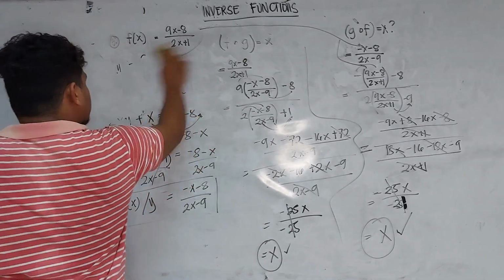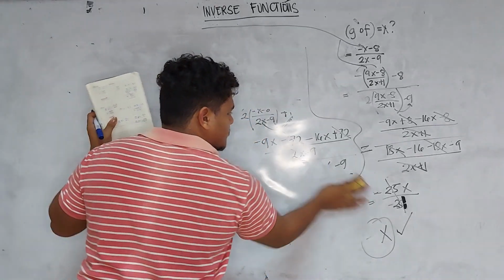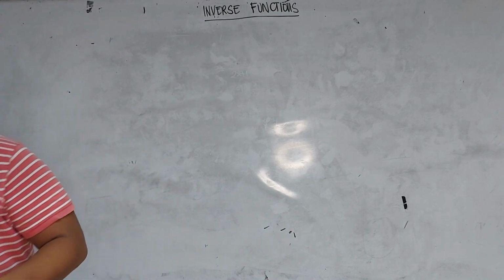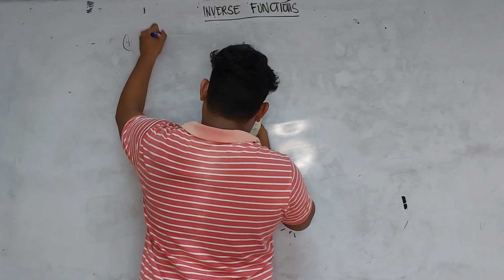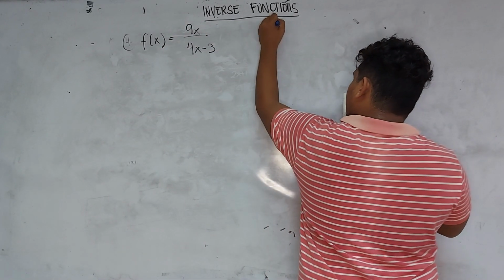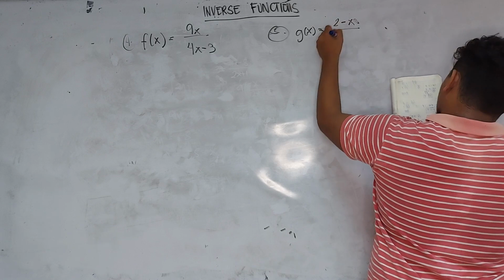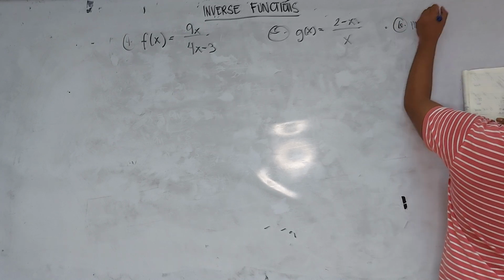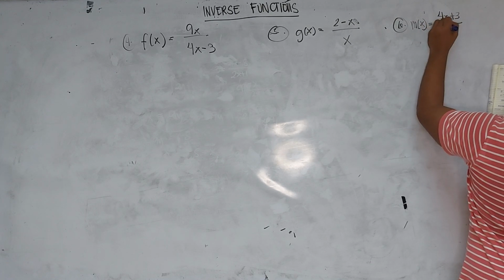Okay, the board is a bit dirty there. For the last three examples, we have example number 4. F of x equals 9x over 4x minus 3. Number 5. G of x equals 2 minus x over x. And number 6. M of x equals 4x plus 3 over 1 minus 9x.